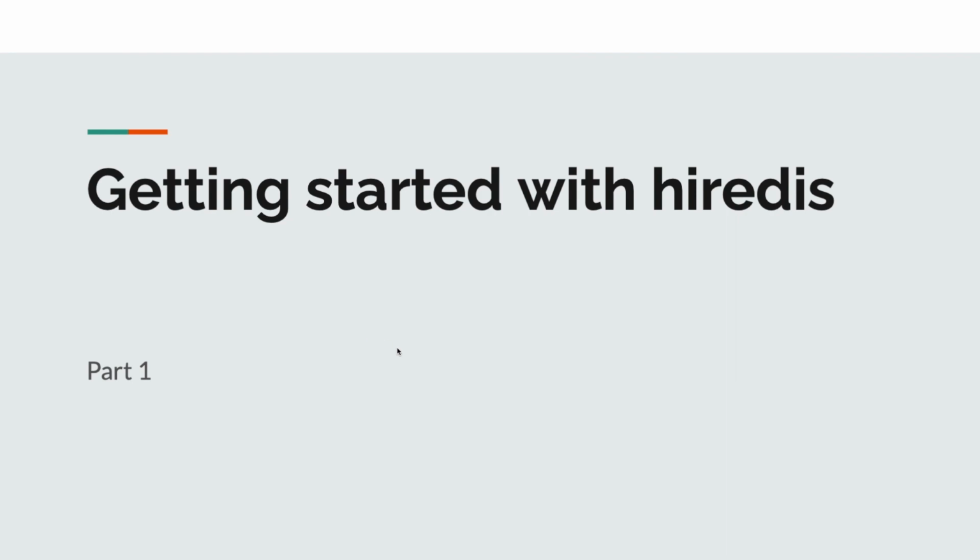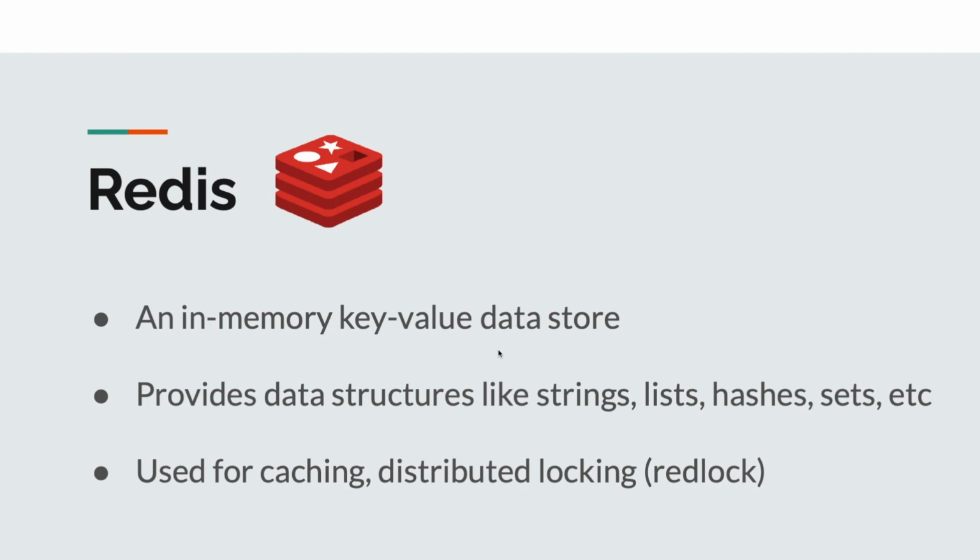So let's get started. Redis is an in-memory based key value data store, which means that it stores all the data in the memory and no data is written to the disk. This allows us to have higher writing speeds and lower latencies. It provides data structures like strings, lists, hashes, sets, sorted sets, and much more, which gives users the versatility to store data in whatever form he or she wants. It is used for caching, distributed locking, PubSub, and many more in the industry.